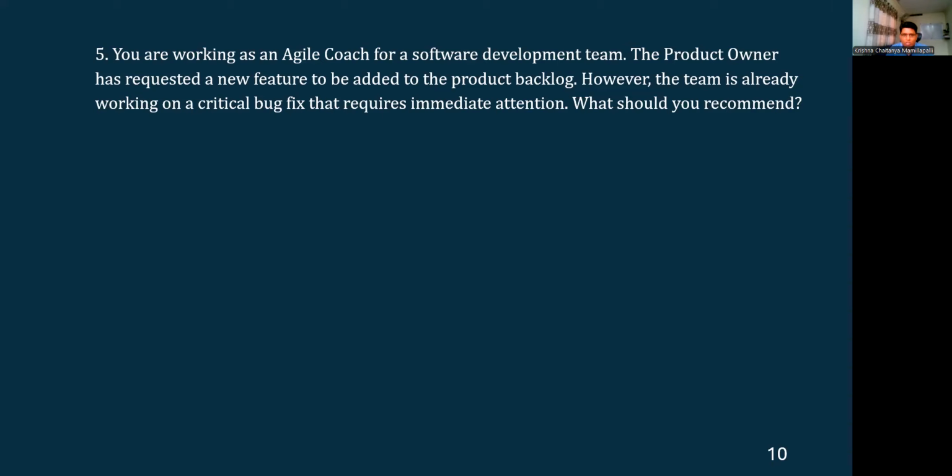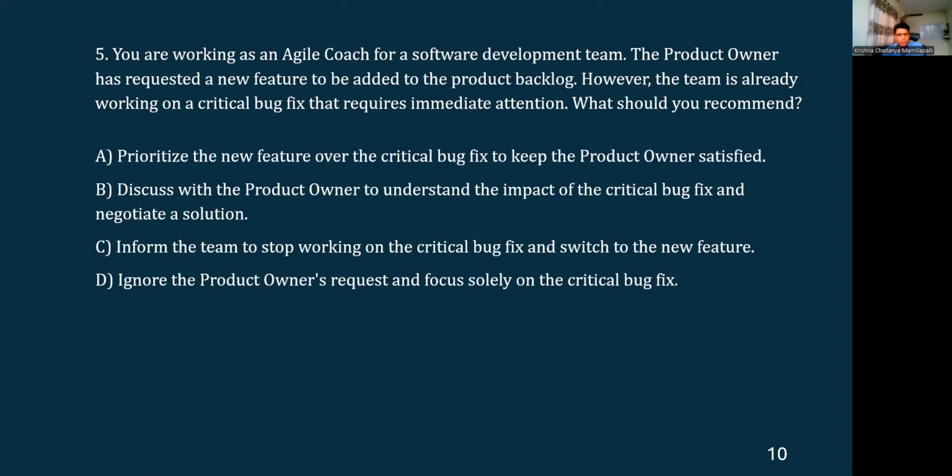What should you recommend? Now, we understand that the product owner is the face of the customer for the development team. So anything that has to be prioritized, any user story or feature that has to be prioritized, or anything that has to be added to the backlog is all done by the product owner, which is coming from the customer. Let's see what the options are and what could be the best approach here.